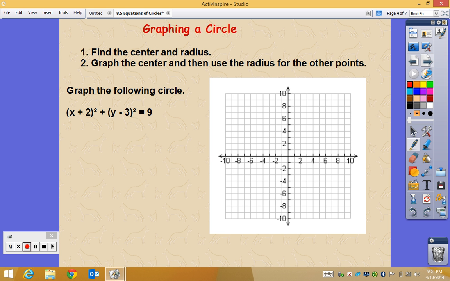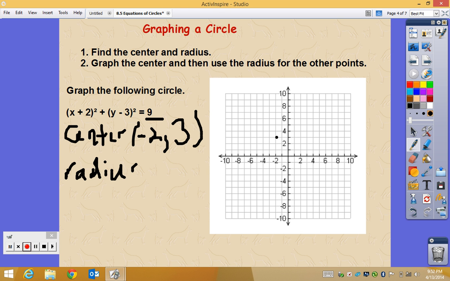Okay, so now we're going to go ahead and graph this circle with the equation (x + 2)² + (y - 3)² = 9. So our center is at the point (-2, 3), because we have the x + 2, so we go over 2, up 3, and that is our center. And our radius is the square root of 9, and that is 3, so our radius is 3.